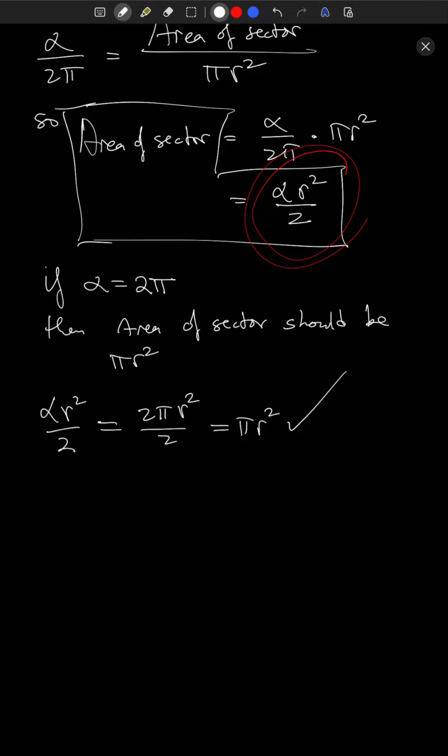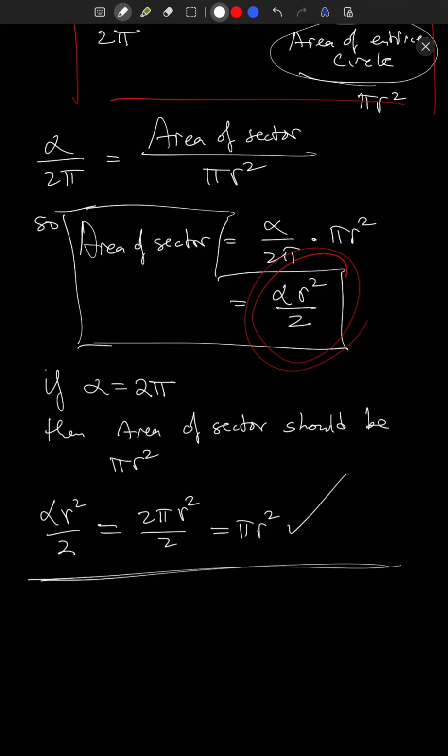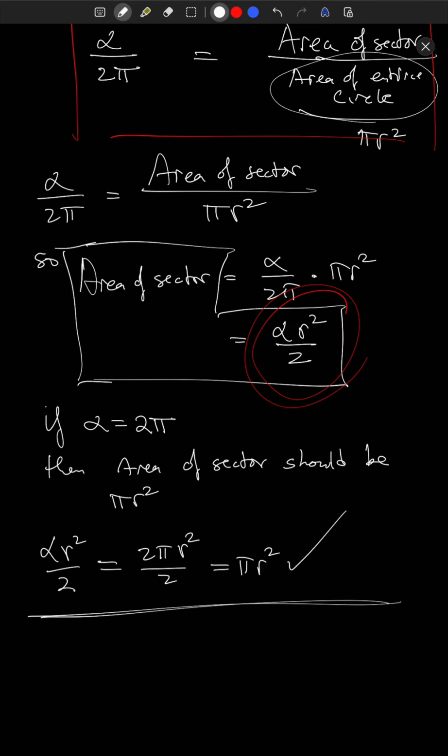And you can use this as a quick check of your formula if you are, for example, going to memorize it. Make sure that it's correct for the entire circle. Okay, but again, this formula allows us to move between the angle and the area of the sector, but you can also move the other way around. If I give you the area of the sector and the radius, you can figure out the angle.